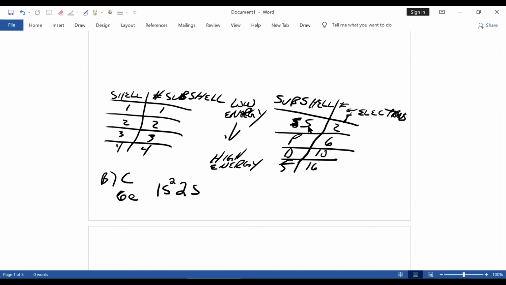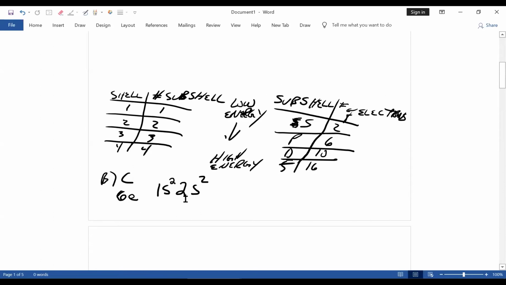How many electrons can I put in any s orbital? 2. So I'm going to put that in there. So now I have 2 plus 2 is 4. I've got to get to 6. How many electrons maximum can you put in any s orbital?